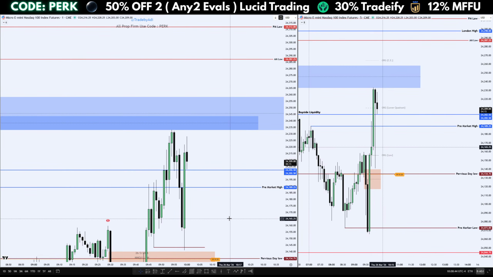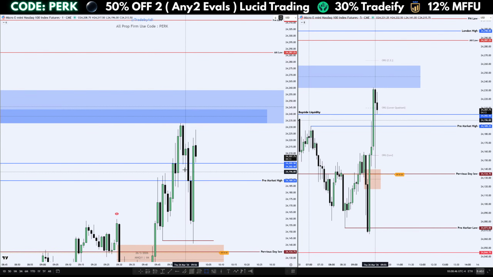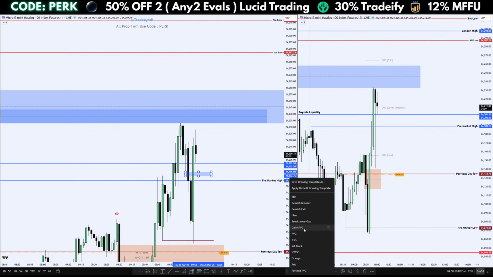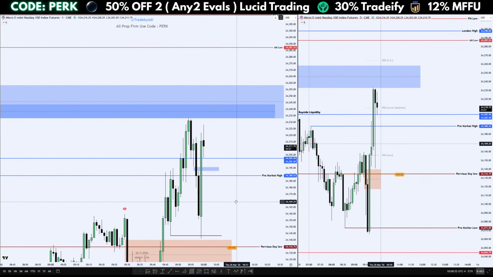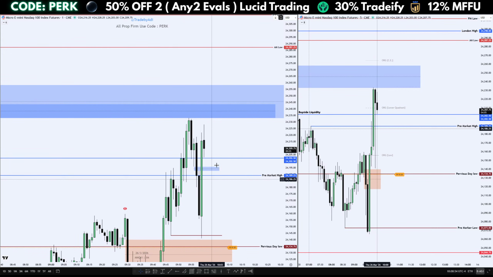So we have inverted this fair value gap, this tiny fair value gap. Let's see, do we create any bullish fair value gap or not?